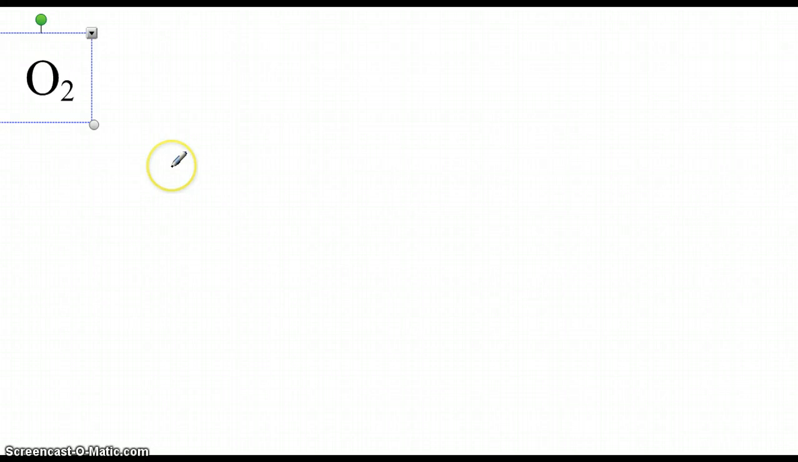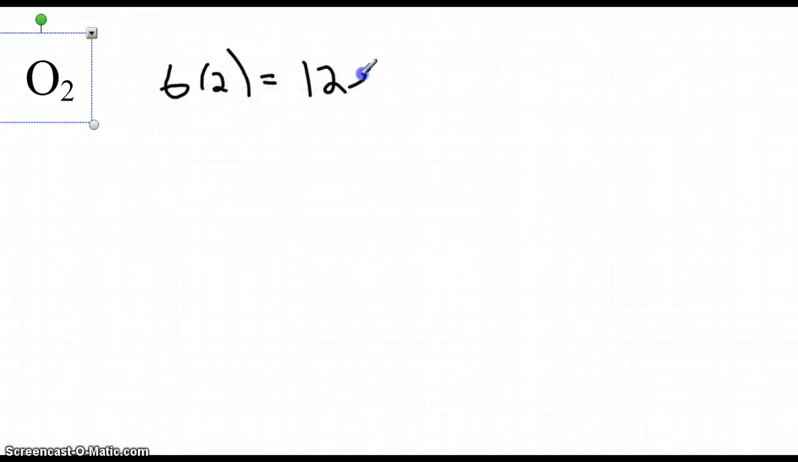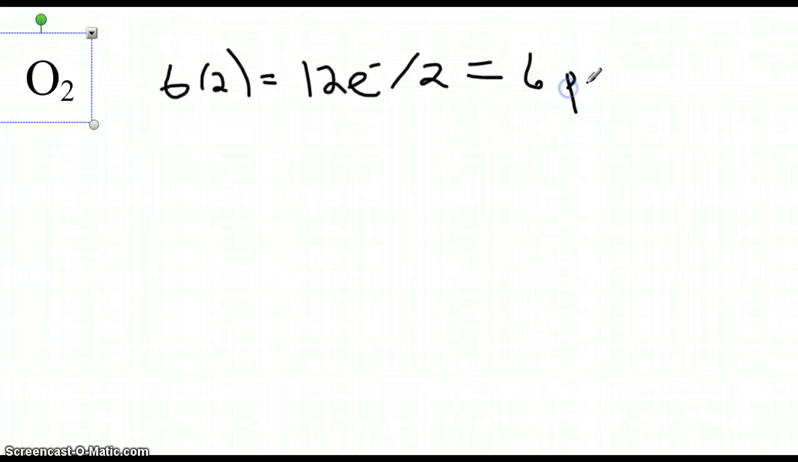Here we see O2. This is oxygen gas, which you're breathing in right now. So what I know is that each oxygen has 6 valence electrons. There's 2 of them, so I have a total of 12 electrons. I'm going to divide by 2, so I have 6 pairs to work with.